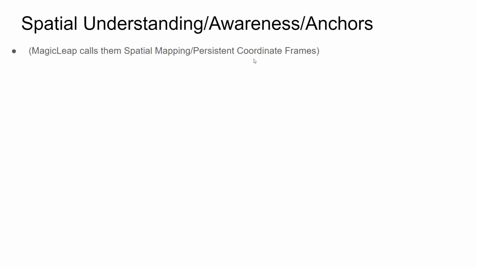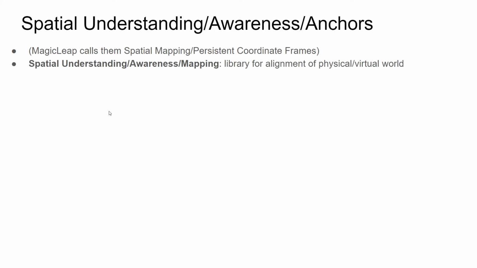So I'll briefly talk about these important features of AR APIs. In the HoloLens, you have spatial understanding or spatial awareness, and then you also have a separate API for spatial anchors. The Magic Leap calls spatial understanding and awareness spatial mapping, and anchors are called persistent coordinate frames. In any case, this first term is used to describe the library that aligns the physical and virtual world. It basically wraps the SLAM and ICP features.